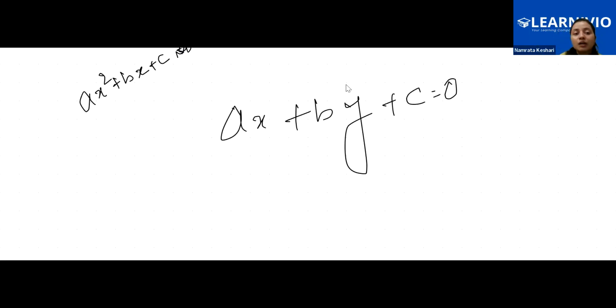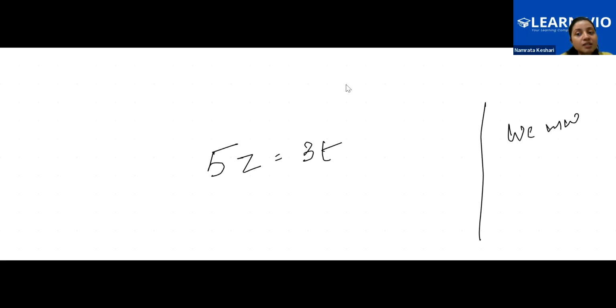So if the linear equation in two variables is given like this: 5z is equals to 3t. Write it in the standard format. We must know that the standard format is ax plus by plus c is equals to 0, even if it is not given in the question or the instruction part. Now if the question is 5z is equals to 3t, what is A, what is B, what is C? We will be thinking about that later on. But at first, let's write it in the standard form.